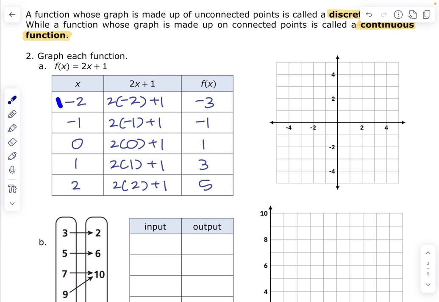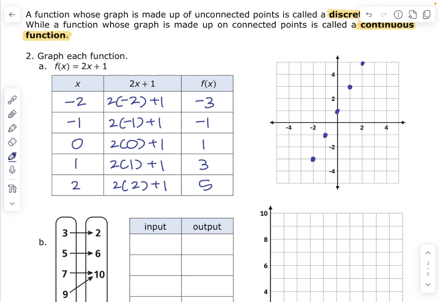So first I am going to plot the point (-2, -3). Right there. I've got (-1, -1) next, (0, 1), (1, 3), and (2, 5). And hopefully we're a little bit comfortable with graphing and plotting these points from Algebra 1.